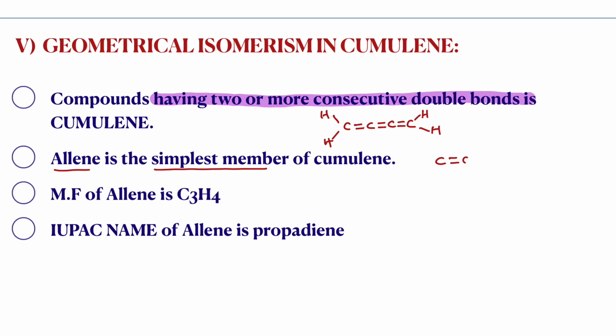In order to have two double bonds, there must be three carbon atoms. As a result, the molecular formula of the compound becomes C3H4 and its degree of unsaturation is 2. So, allene is the simplest member of cumulene, its molecular formula is C3H4, double bond equivalence is 2, and its IUPAC name is propadiene.